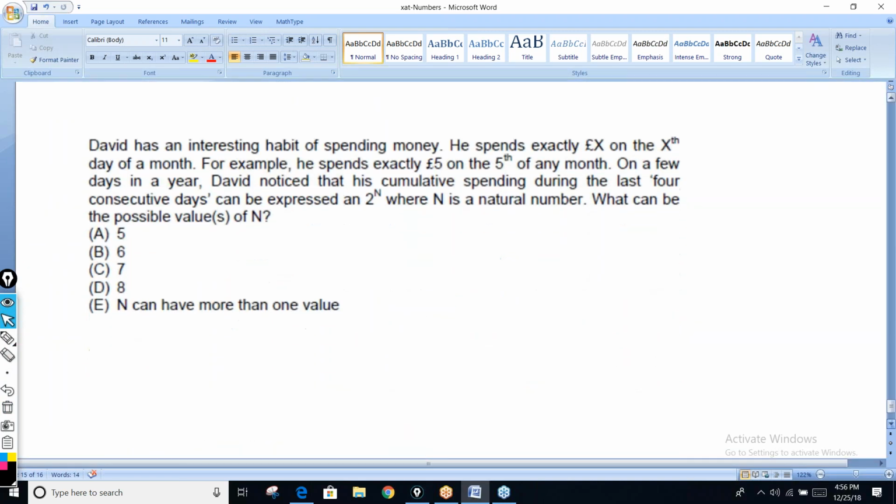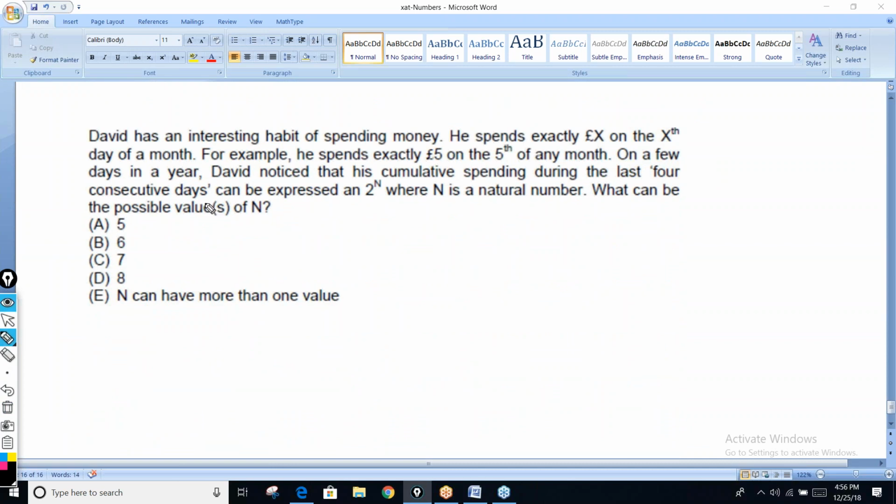Okay, one more question. Question says, David has an interesting habit of spending money. He spent exactly X pound on X day of the month. For example, he spends exactly 5 pound on 5th of any month. On a few days in a year, David noticed that his cumulative spending during the last 4 consecutive days can be expressed as 2 raised to power n, where n is a natural number. What can be the possible value of n?